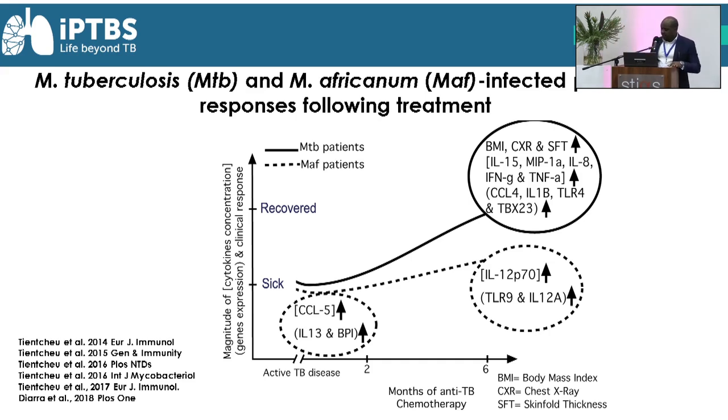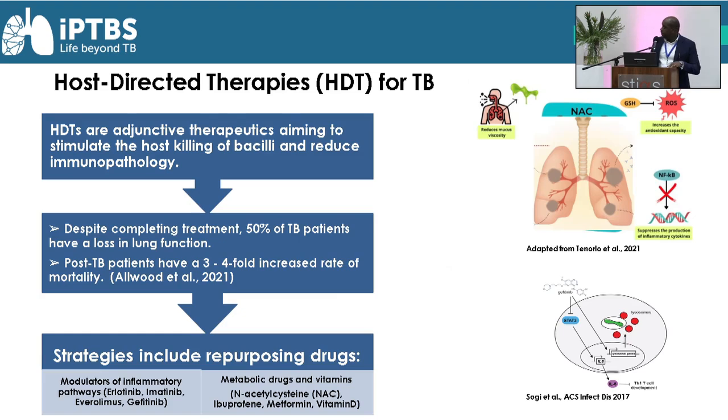However, this differential pattern of cytokine expression prompted me to think that host-directed therapeutics would be a very good approach to support the treatment. Host-directed therapeutics are an adjunctive treatment approach that aims to stimulate the host's ability to kill the bacteria, but also to reduce immunopathology associated with tuberculosis. The problem here is that despite complete treatment, as we heard, almost 50% of patients have loss of lung function, but also post-TB patients have a 3 to 4-fold likelihood of mortality compared to the normal population.